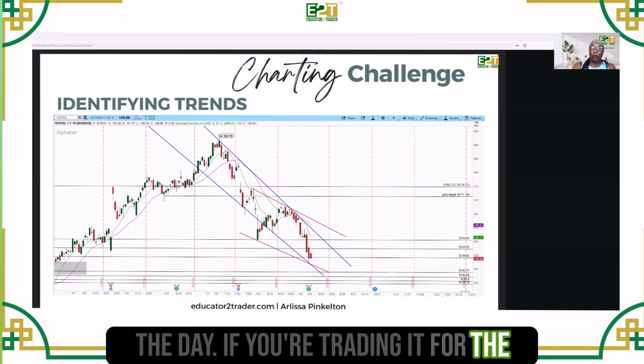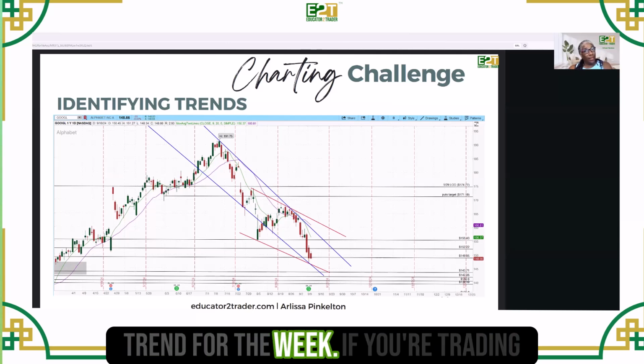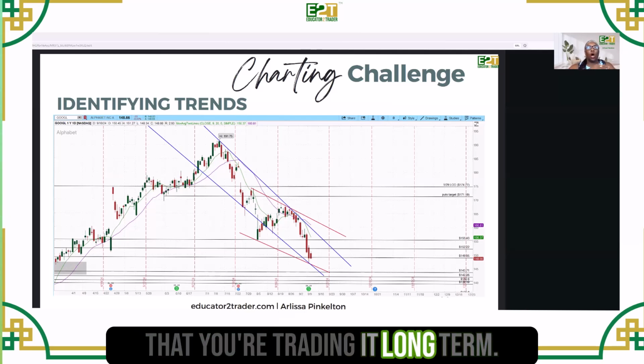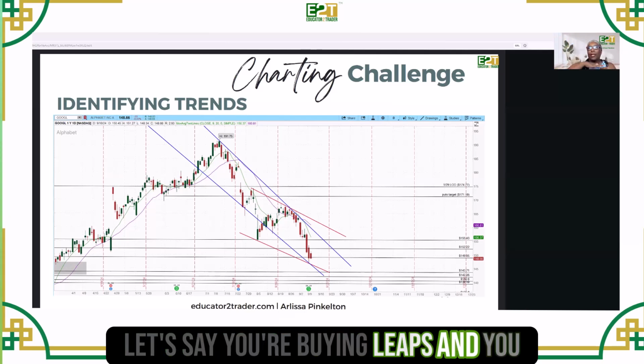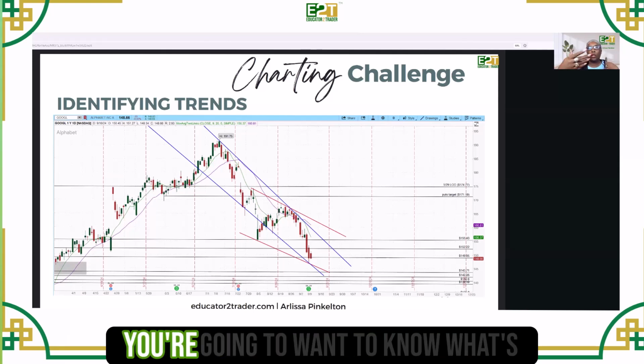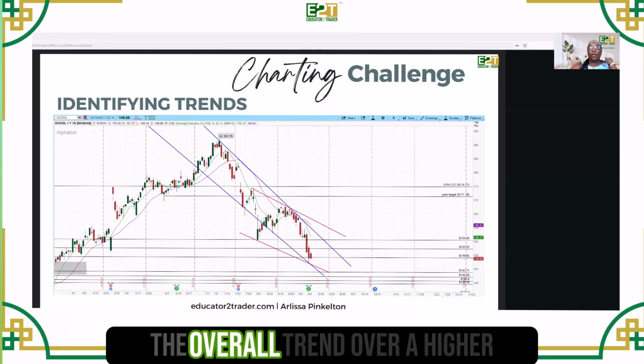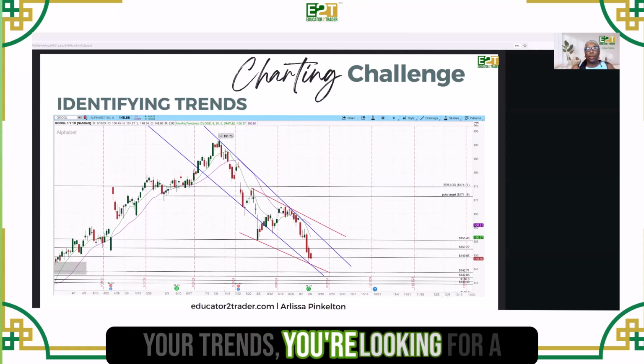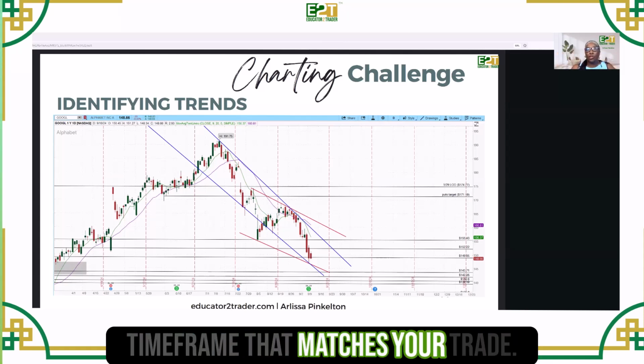If you're trading it for the week, you want to know what's the trend for the week. If you're trading it for the month, you want to know that. You're trading it long term. Let's say you're buying LEAPS, and you're buying out 3 or 4 months. You're going to want to know what's the overall trend over a higher time frame. So when you're charting your trends, you're looking for a time frame that matches your trade.